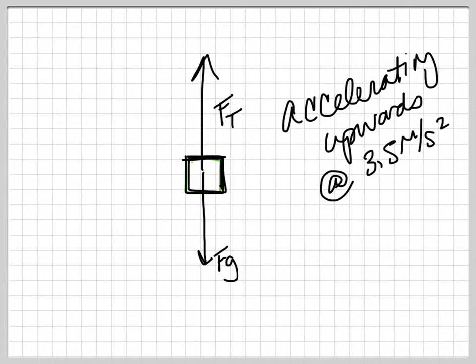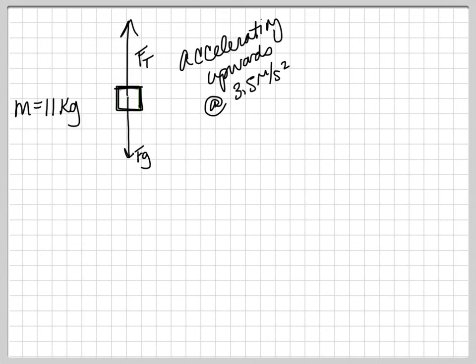What do we want to know? We want to know the force of tension on this thing. Did I mention that this object has a mass of 11 kilograms? Okay, so we have an 11 kilogram object on a cable accelerating upwards at 3.5 meters per second squared. What is the force of tension on the object? Where do we start? Force of gravity is 11 kilograms, right? 11 kilograms is a mass, not a force.